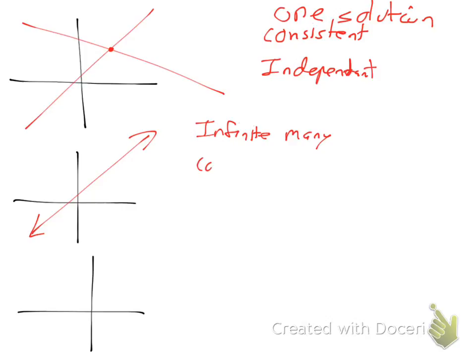This is still consistent. It's consistent because there's an answer. Here's the thing, though. There's not just one of them. There's many of them. And when there's many of them, you're generally dependent on each other, right? So this is going to be dependent. So we get infinite many, it's consistent, and it's dependent.